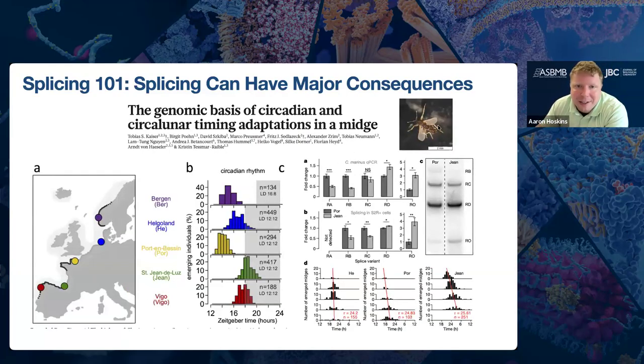So here's another example from insects. This is a midge, a type of fly that lives in coastal regions.